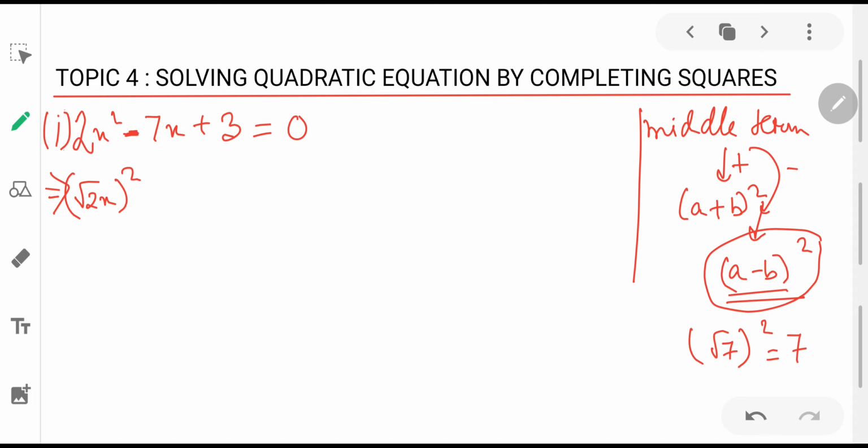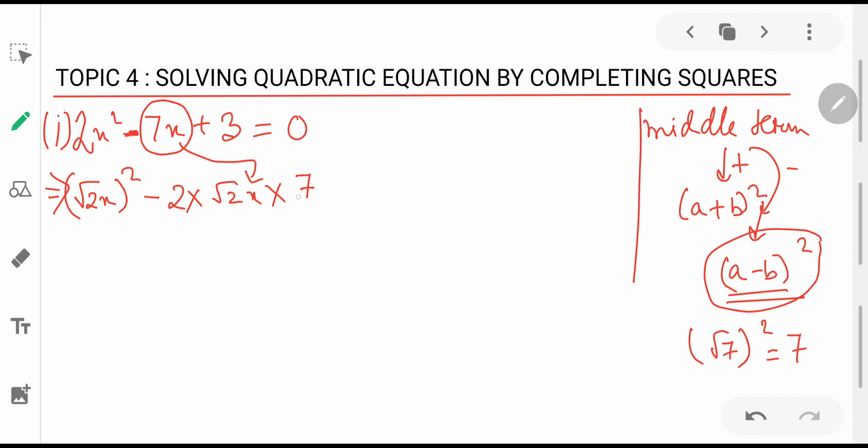So what is the formula? A square minus 2ab plus b square, which is a square minus 2 into a, where a is root 2 x, into b. Now what will be b? What is the second term? The second term is 7x. Out of 7x, what do we have here? We have only x. Now how to bring 7x? We can just give 7 here, so it will become 7x.